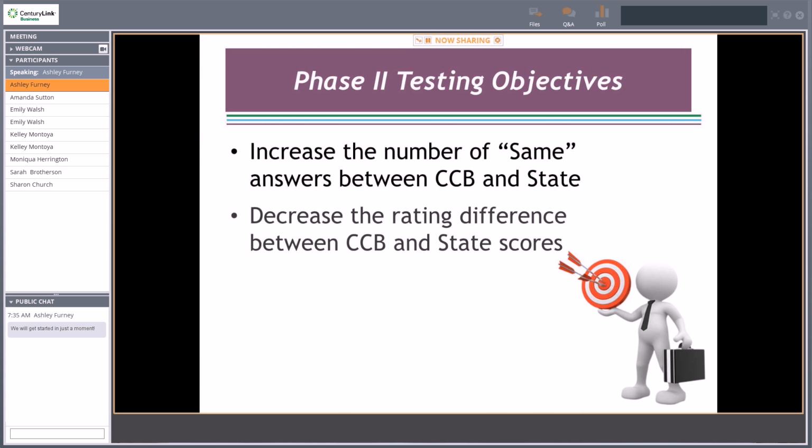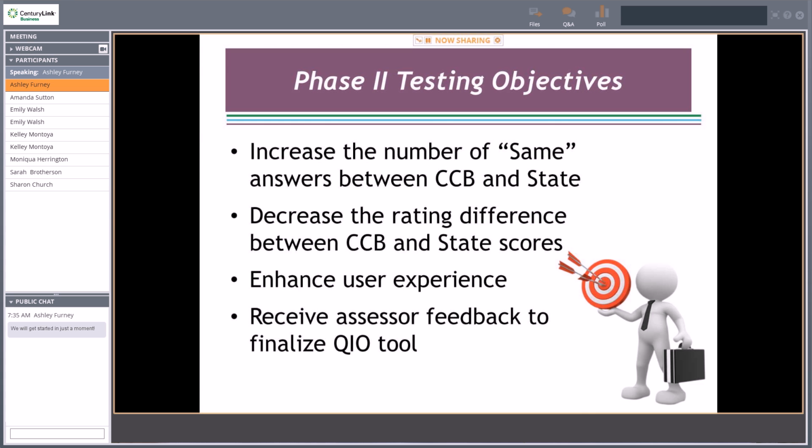The objectives of Phase 2 testing were to increase the number of same answers between CCB and state ratings, decrease the rating difference between our scores in each section, enhance the user experience and make the tool easier to use, and then receive feedback to finalize the tool.